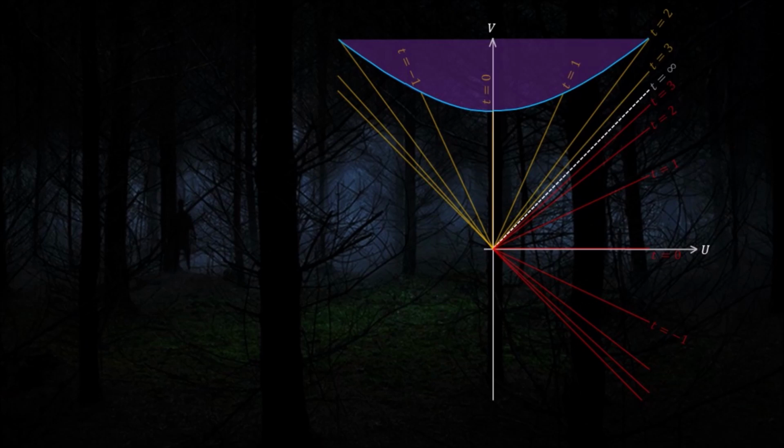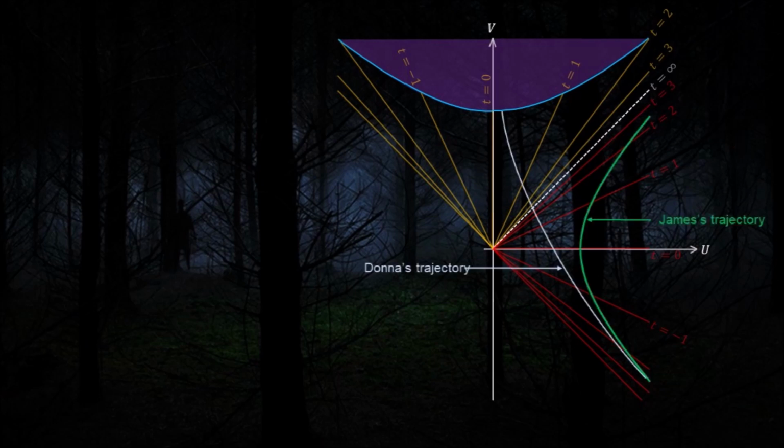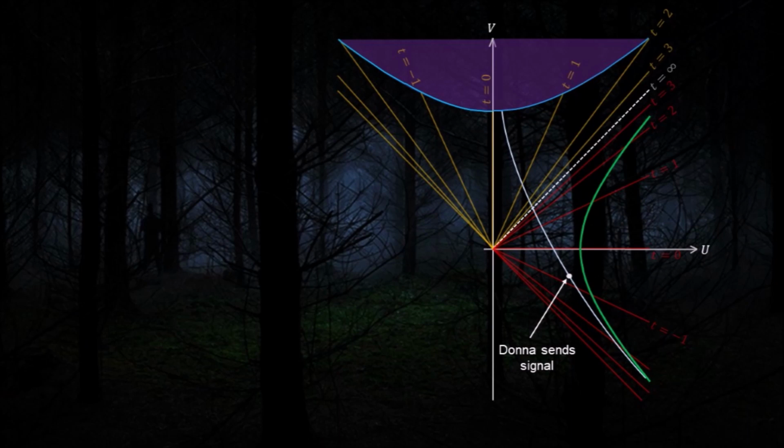Now let's look at two observers, say Donna and James, who start out at the same spacetime point somewhere in the past, but then follow different trajectories. James is hovering some distance above the horizon, while Donna is falling into the black hole. We don't really care if Donna is in a freefall or not, as long as she's moving towards the horizon. At some point, say here, Donna sends a signal to James, which he receives here.